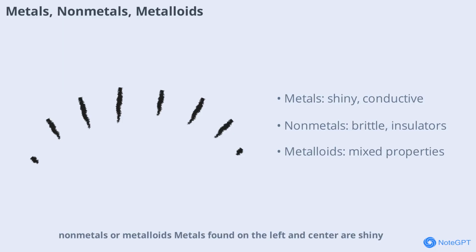Metals found on the left and center are shiny, conductive, and malleable. Nonmetals on the right are more likely to be gases or brittle solids and are poor conductors. Metalloids found along the zigzag line have properties in between. This classification helps us quickly understand what to expect from each element.